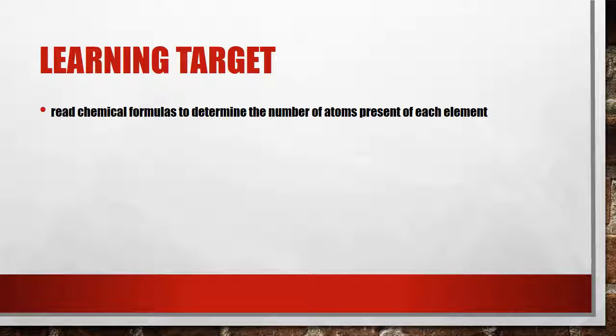All right, going back to our learning target here, we want to read chemical formulas to determine the number of atoms present of each element. And if you can successfully answer the practice problems that you've just seen here, then you are able to do that. This is the end of lesson number 1.